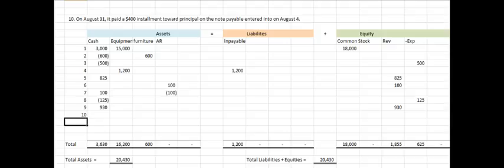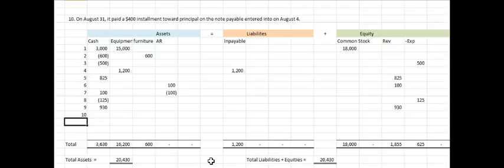Transaction 10. On August 31st, it paid a $400 installment towards the principal on the note payable entered on August 4th. So what's happening here? We're paying off $400 to a loan. Did we have a loan? Did we have a note payable? Sure we did. We had a long-term note payable of $1,200. What are we doing? We are paying back $400 towards principal, which means we are reducing that note balance.